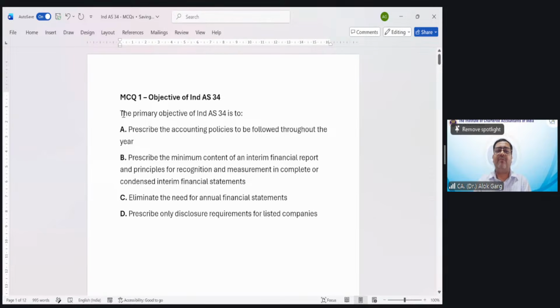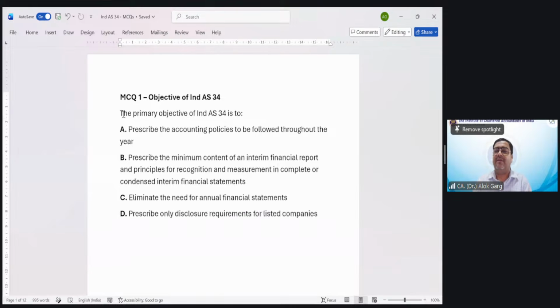The primary objective of Ind AS 34 is to prescribe the accounting policies to be followed throughout the year. Of course, no. This standard is talking about the interim period. Prescribe the minimum content of an interim financial report and principles for recognition and measurement in complete or condensed interim financial statements. Eliminate the need for annual financial statements. Prescribe only disclosure requirements for listed companies.